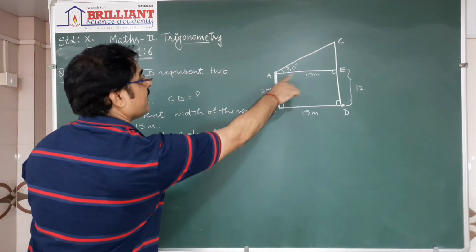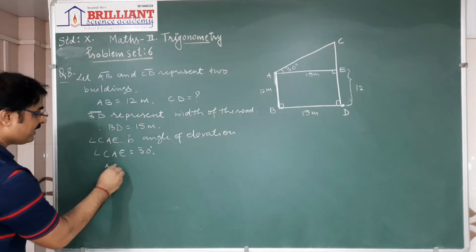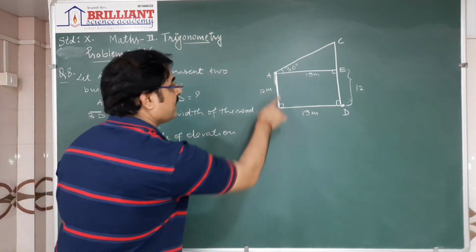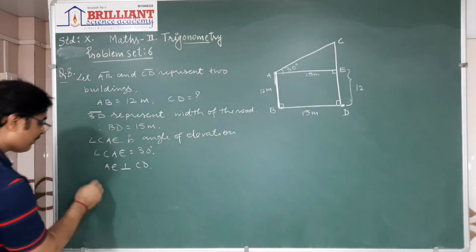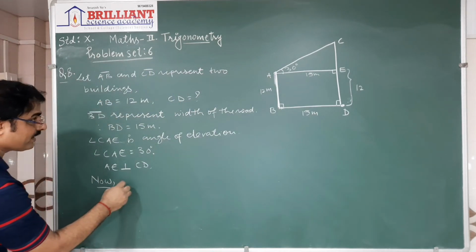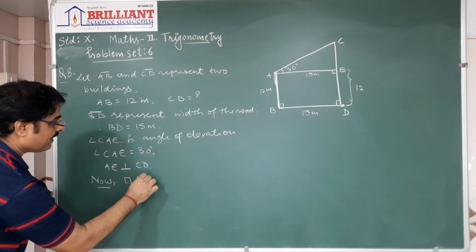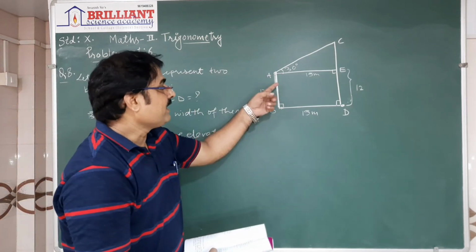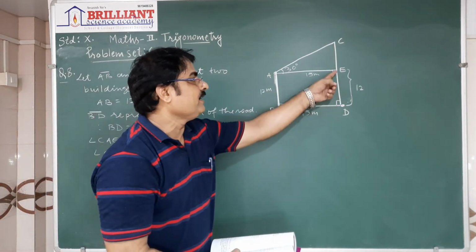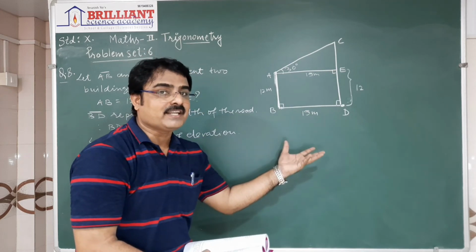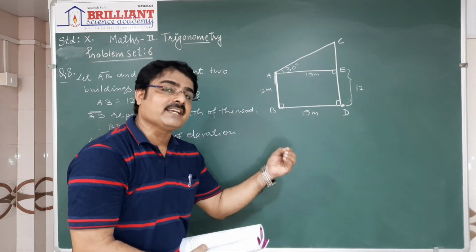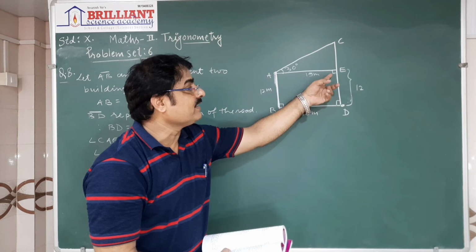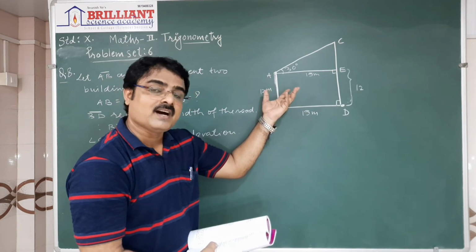Now AE, and also AE क्या है? AE perpendicular है, किस पे perpendicular है? CD पर perpendicular है, means this is a horizontal line. Now quadrilateral, which quadrilateral? ABDE. You see in the diagram, quadrilateral ABDE is a rectangle. Why is this a rectangle? Because each angle is 90 degree. This angle is 90, this is 90, this angle 90, therefore the remaining angle is also 90 degree.